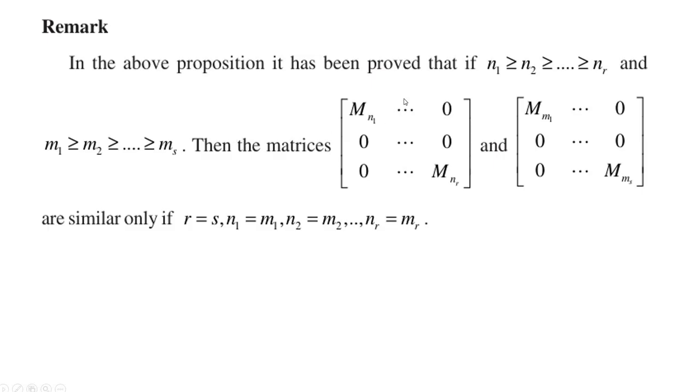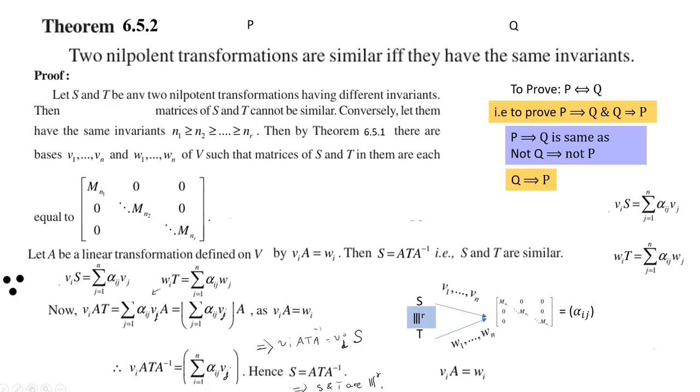Now, in the above proposition, it has been proved that if these are the invariants, then the matrices can be similar only if R equals S and each Ni equals Mi. Now, we have this theorem 6.5.2. Two nilpotent transformations are similar if and only if they have the same invariants. We'll name this as statement P and this as Q, so that we need to prove P is implied by Q.